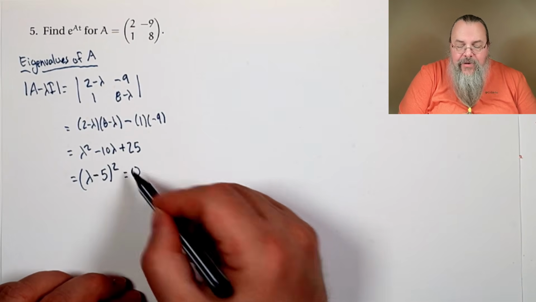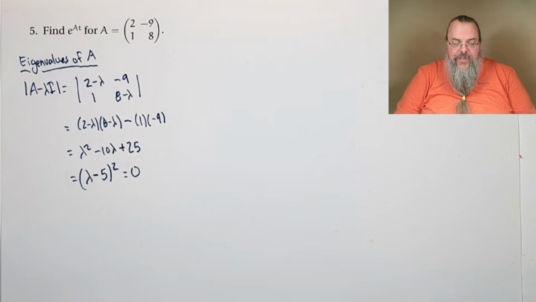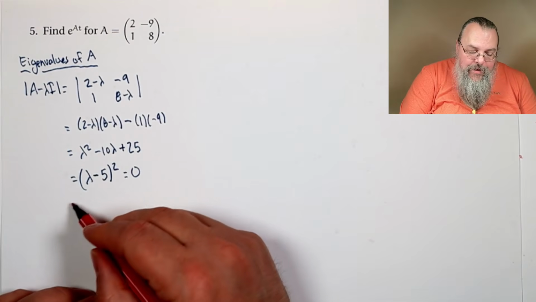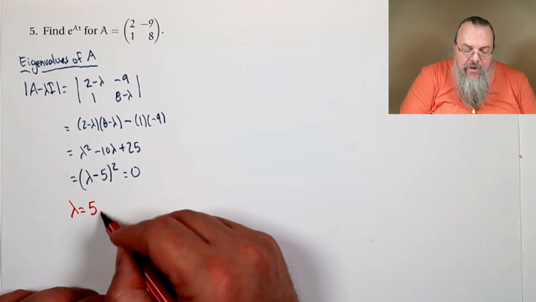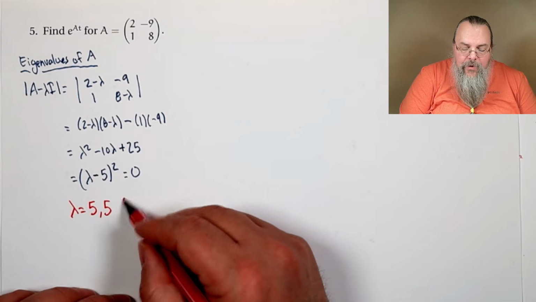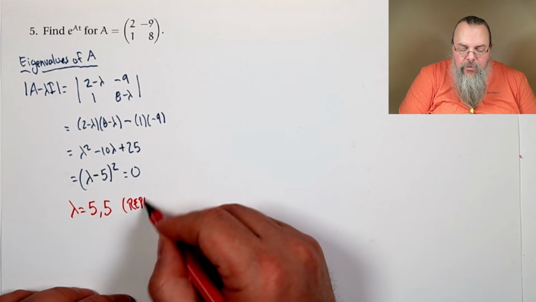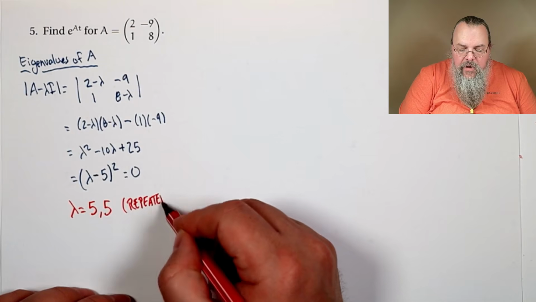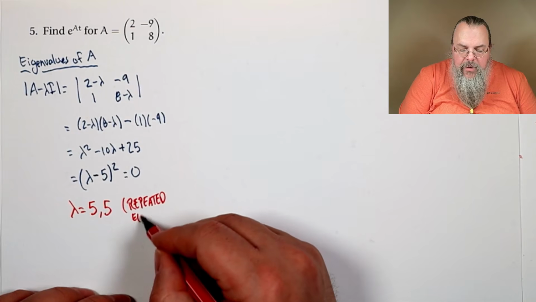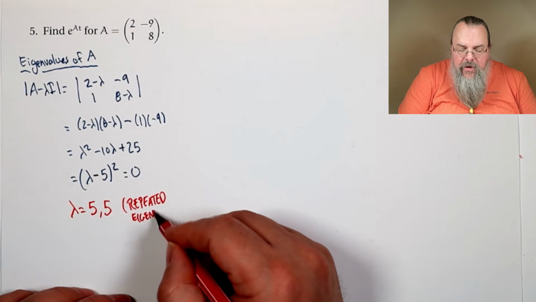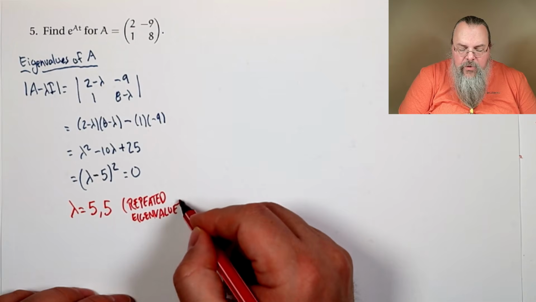And we set that equal to 0. And what does that tell us? It tells us that we have a double root, or a repeated root. 5, 5, repeated root. Or I guess I should say repeated eigenvalue. All right. Cool.